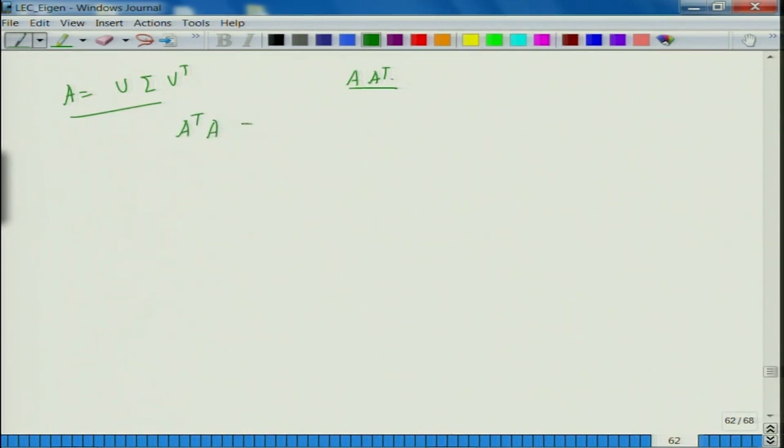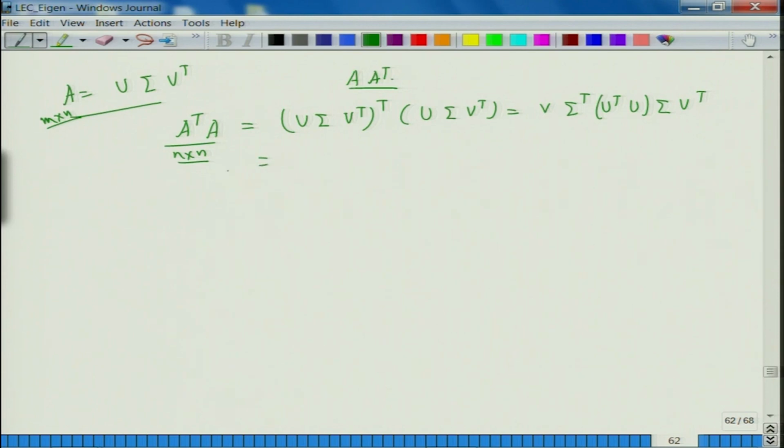So, what is A transpose A? A was m cross n, so this is now my n cross n matrix. Fine, let us do that. It is U sigma V transpose whole transpose times U sigma V transpose. This is the same as V sigma transpose U transpose U sigma V transpose, which is the same as V sigma transpose sigma V transpose. All right.